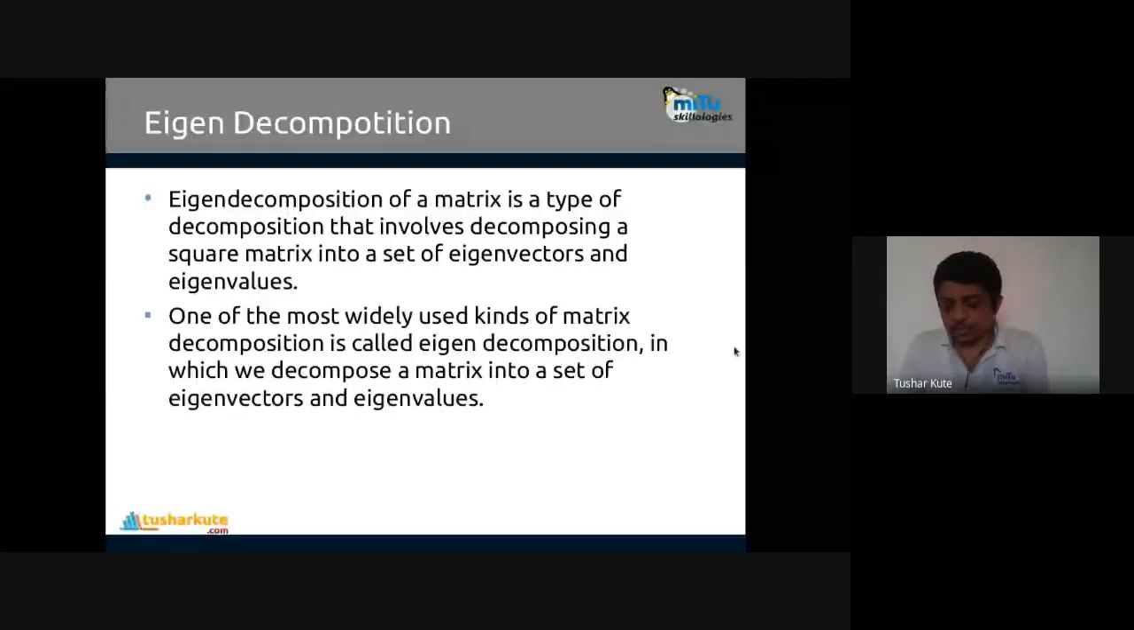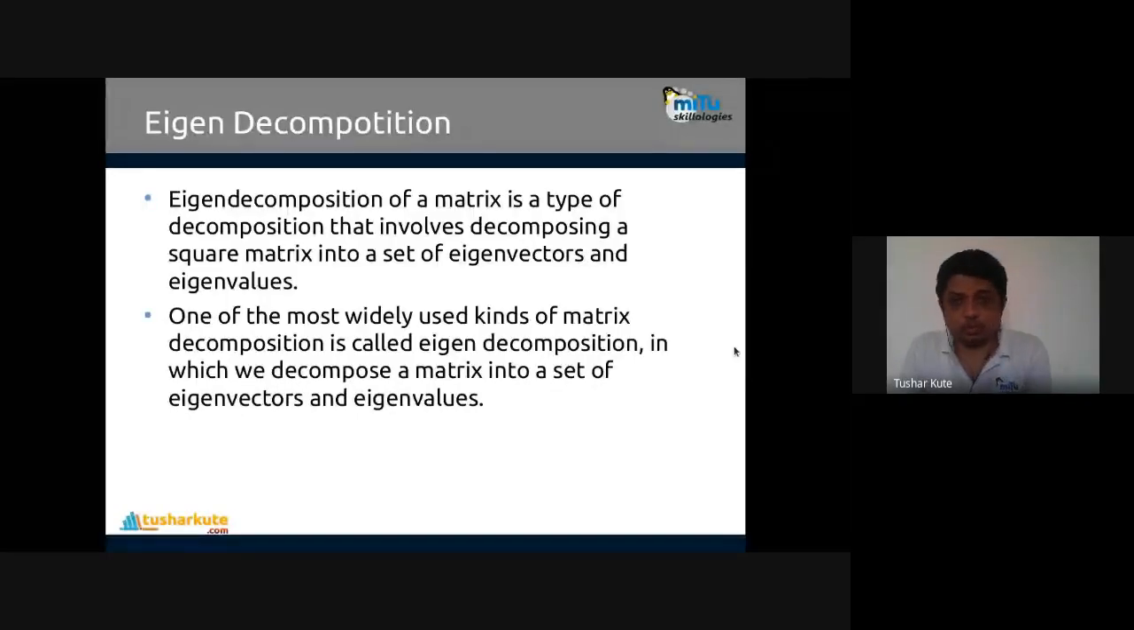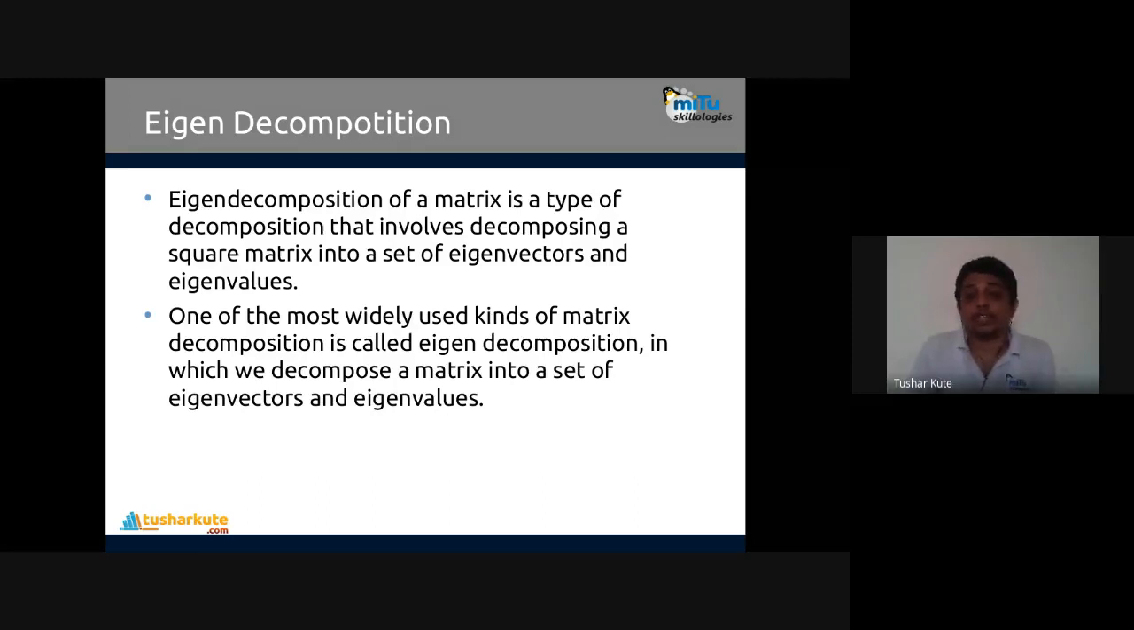Two more are also possible by which the factorization is done. So next is eigen decomposition. Eigen decomposition of a matrix is a type of decomposition that involves decomposing a square matrix into a set of eigenvectors and eigenvalues. Maybe this concept is very common in statistics and in linear algebra also. If you have heard about it, we'll talk in detail and see how exactly it is calculated. One of the most widely used kinds of matrix decomposition.